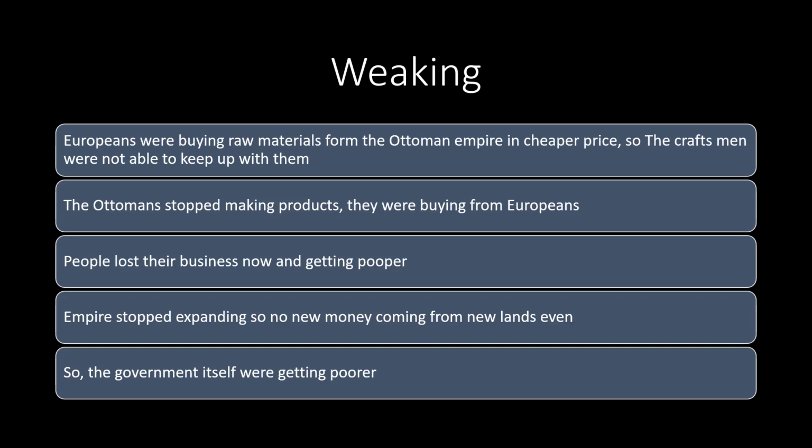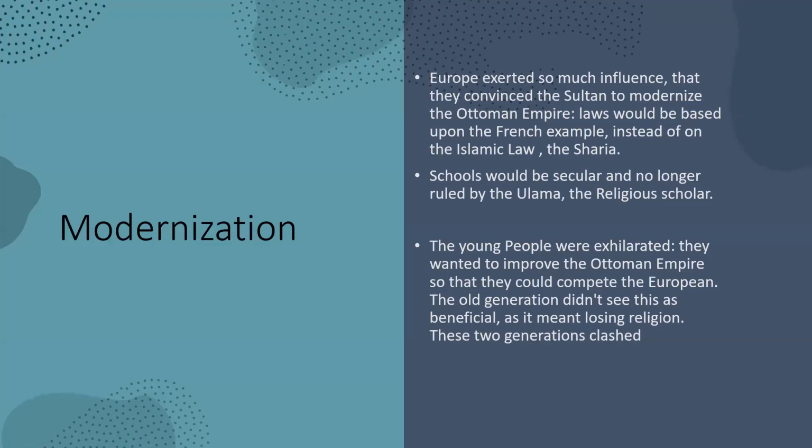Now, modernization. I think I talked about all these. Yes. So they were getting poor, and modernization. Europe exerted so much influence that they convinced the Sultan to modernize the Ottoman Empire. And you know what, the Sultan was not ruling the country by Sharia. He was not ruling the country according to the Sunnah. He was not paying attention to the poor. He was living a very luxurious life.